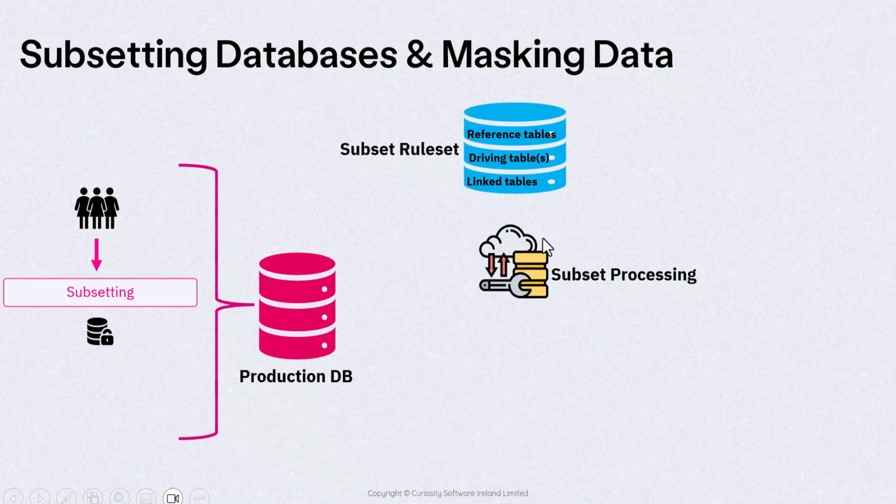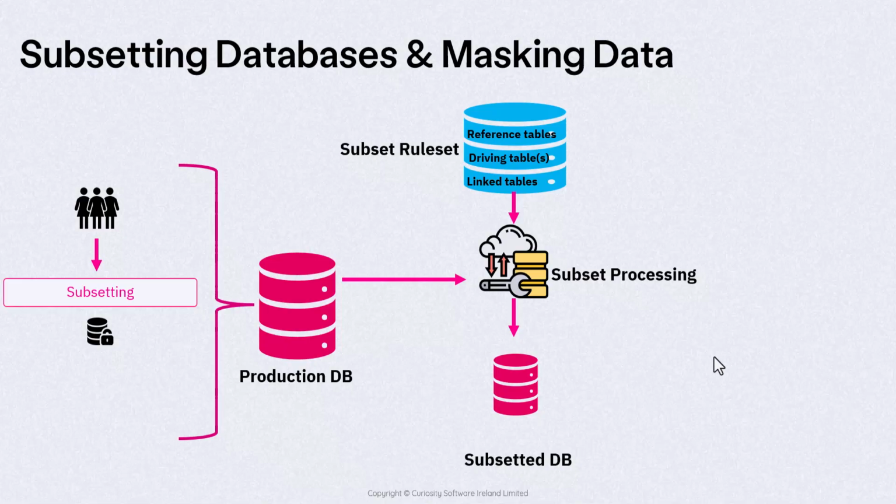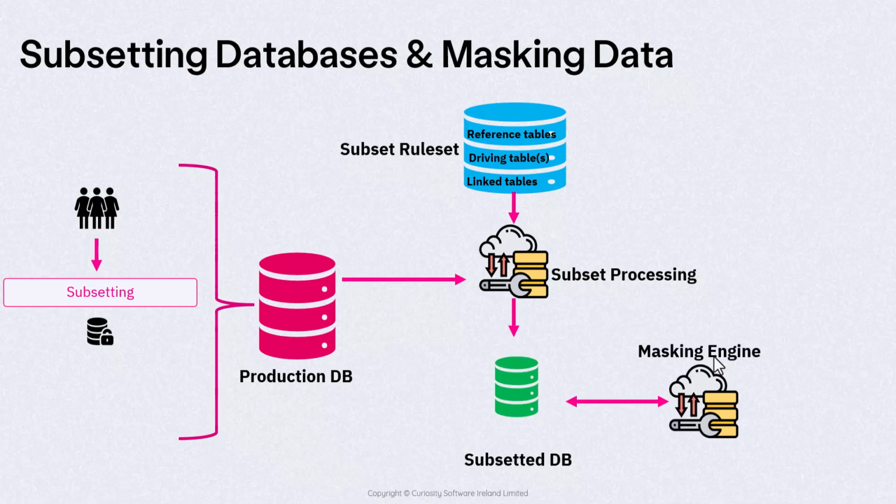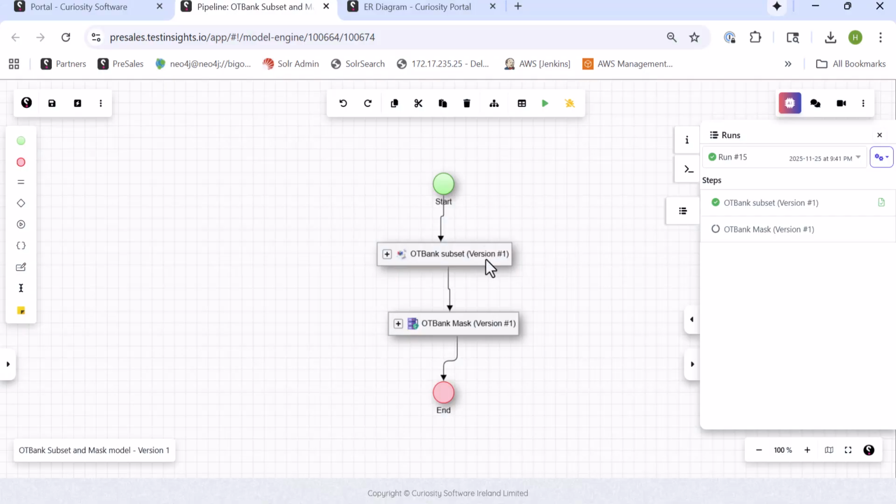We then run our subset processing, which recursively goes up and down the relationships, pulling out reference data, pulling out transactional data for the associated criteria that we've used to subset that database. Once we've created that subset database, then we can run our masking engine, which will run through the data in place and remove any PII or commercially sensitive information. So here is our data pipeline, very straightforward. We have a subset and we have a mask.